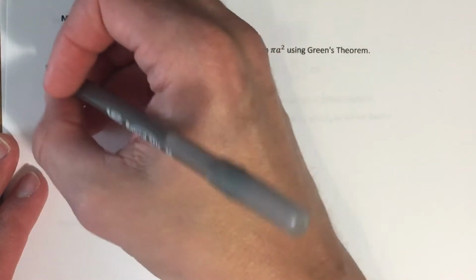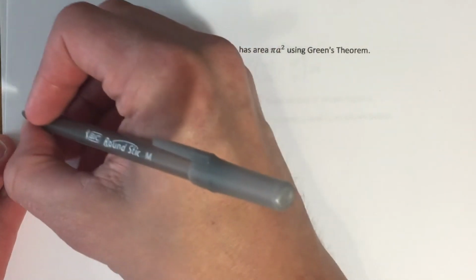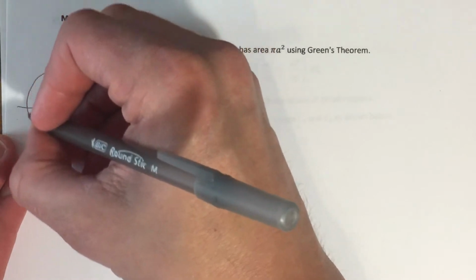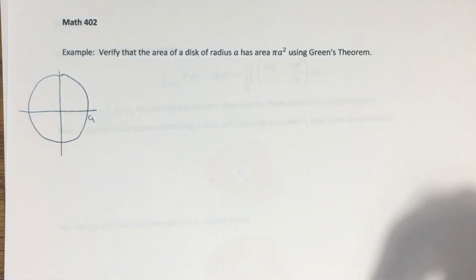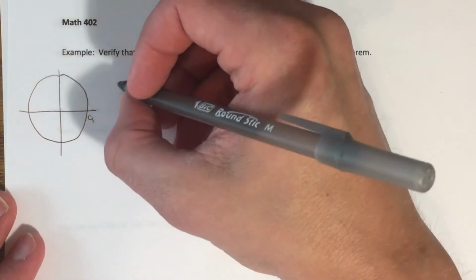The disk can be put anywhere we want to put it, so it makes the most sense to center this disk at the origin, since that's the simplest case.